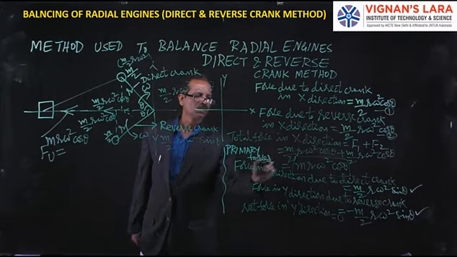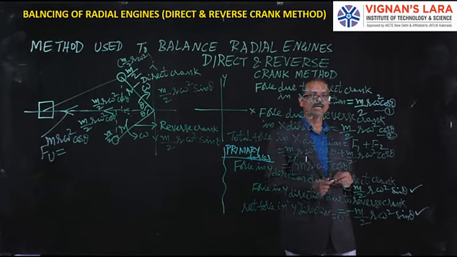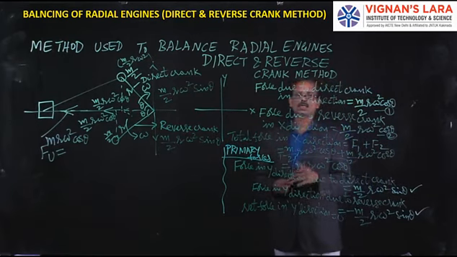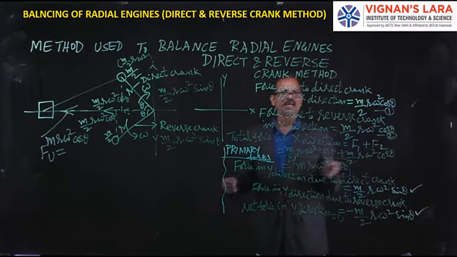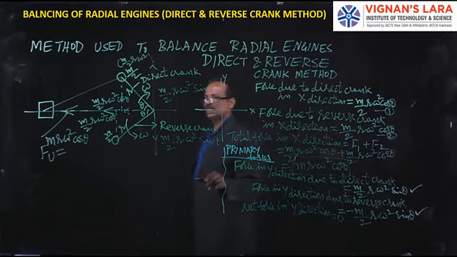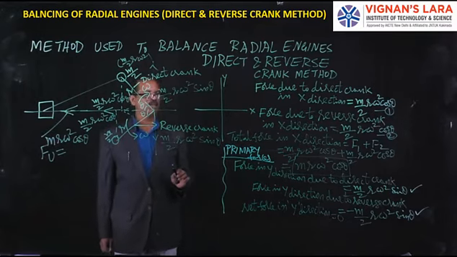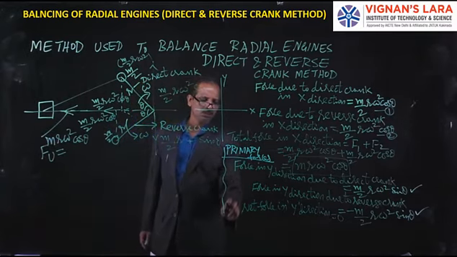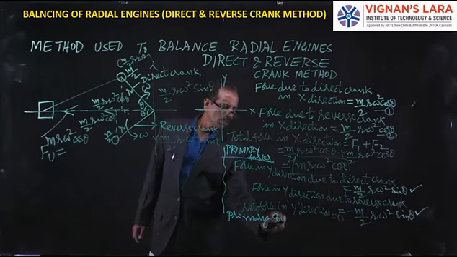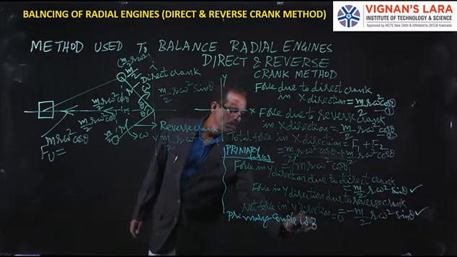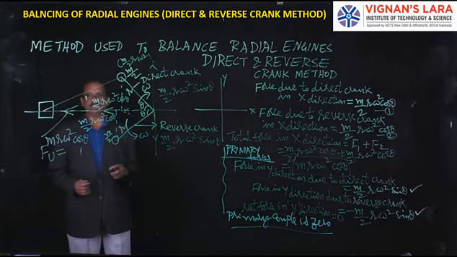Then what about primary couple? There is no primary couple, because all the connecting rods are revolving in the same plane, whether it is a radial engine or V engine or X engine or whatever it may be. If all of them are revolving in the same plane, then the couple is 0. So primary couple is 0, and we need not bother about primary couple in a radial engine.